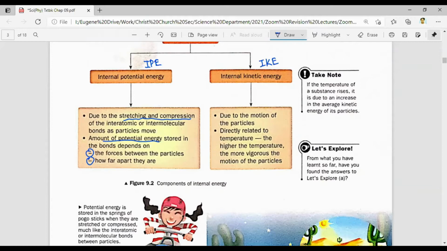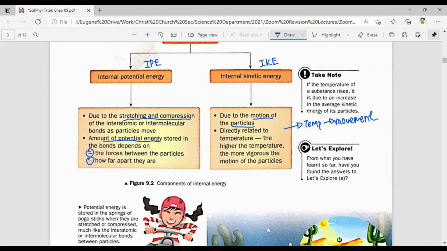In terms of the internal kinetic energy, this is due to the motion of particles. What we're looking at is how vigorously the particles are moving. I say again, it is in terms of how vigorously the particles are moving. So temperature is really linked to the movement of the particles.